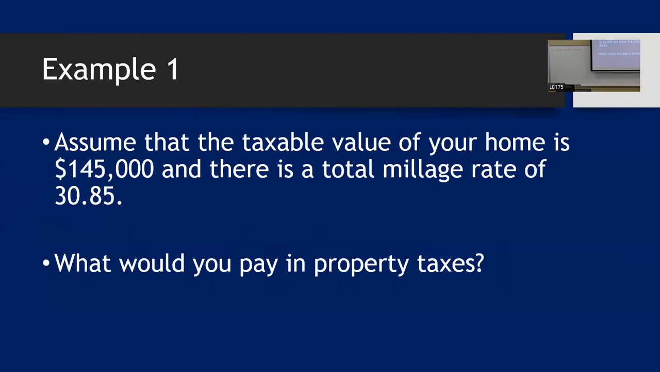So let's do an example which says assume the taxable value on a home is $145,000. By the way, again, taxable value doesn't mean I can buy that home for $145,000. Maybe I can buy that home for $290,000. Sometimes the taxable value is much, much less than the actual home is worth. Sometimes it is pretty close to what the home's worth. Just kind of depends on how it's being calculated. So we're going to assume taxable value is $145,000. There's a total millage rate of 30.85. What would we pay in property taxes?